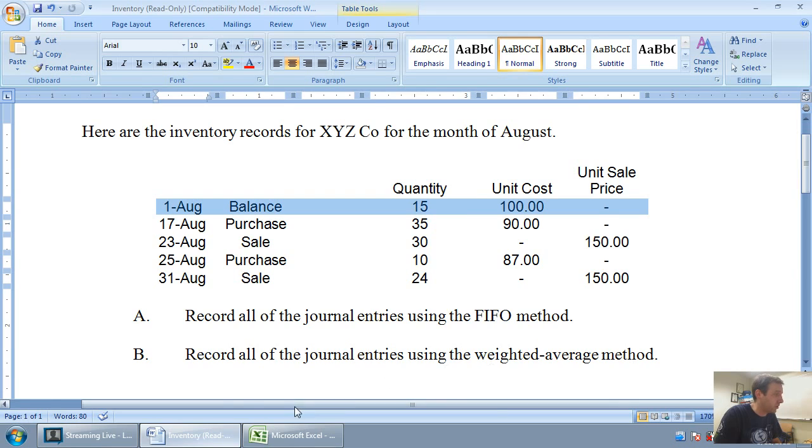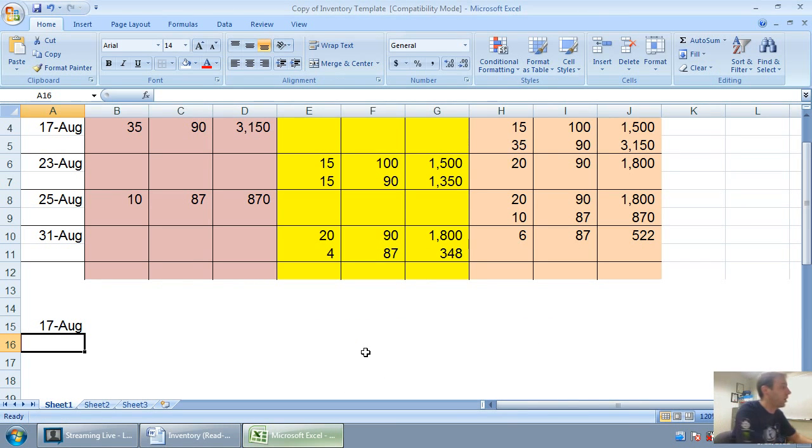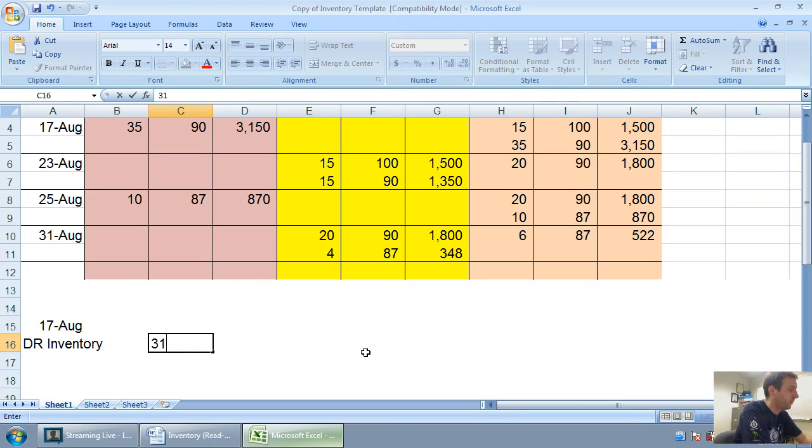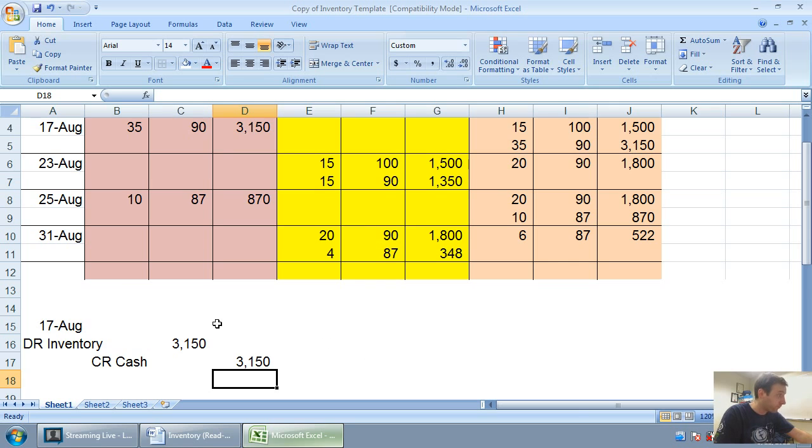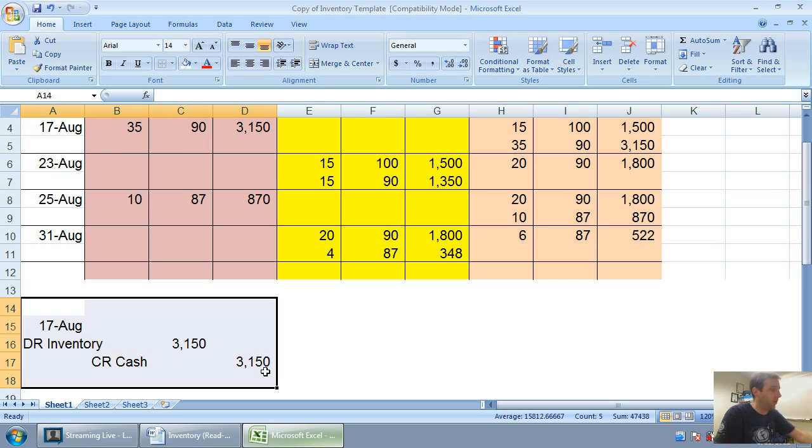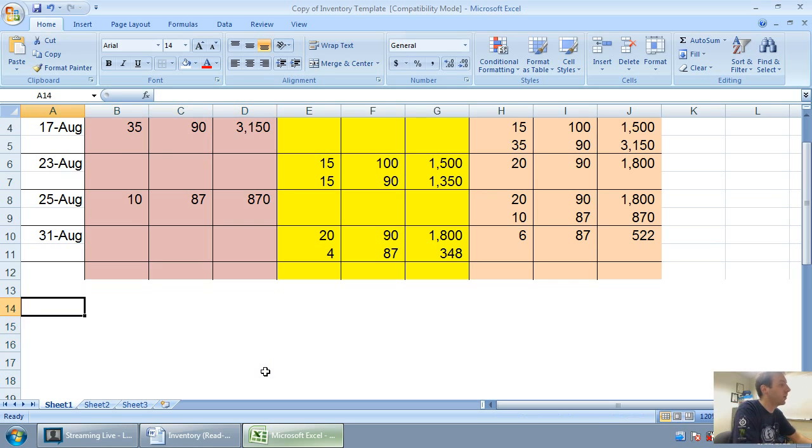So let's make a journal entry for that purchase. On August 17th, I'm going to debit inventory for $3,150. And let's assume we did it for cash. I'll credit cash for $3,150. Again, it could just as easily have been accounts payable. So that's August 17th in the bag. Let's go ahead. I'm going to just wipe that off. Let's do August 23rd.